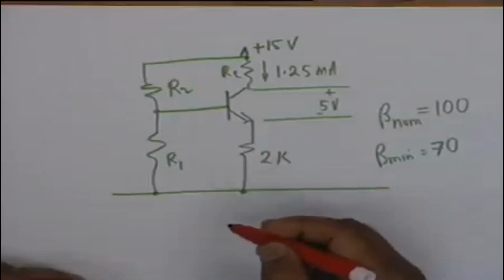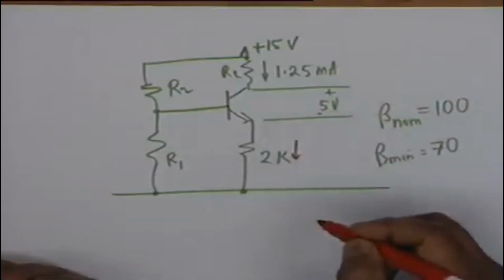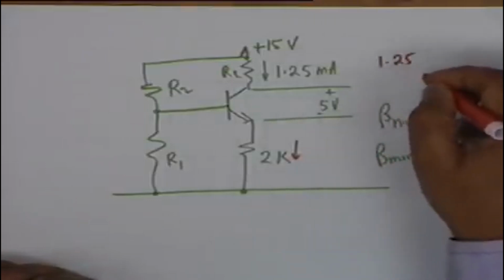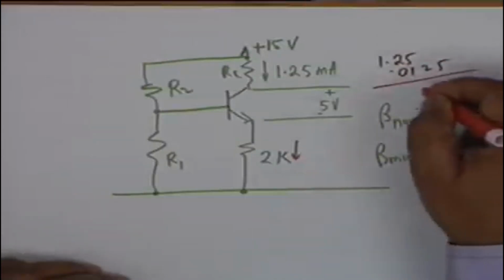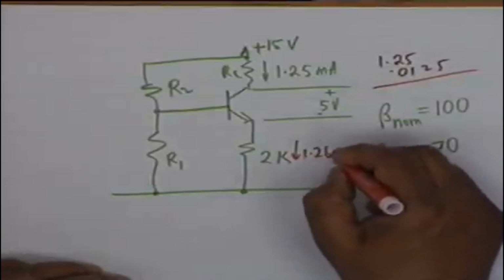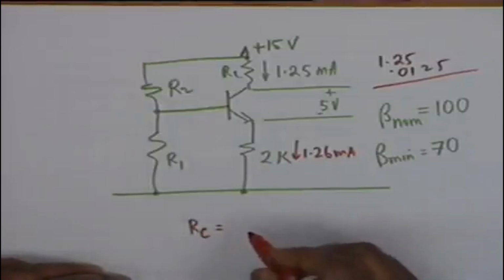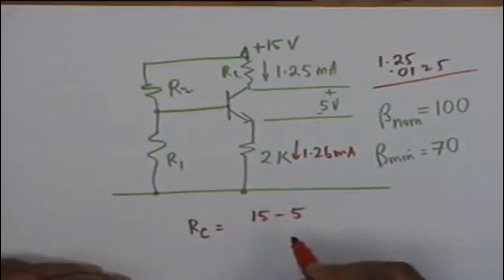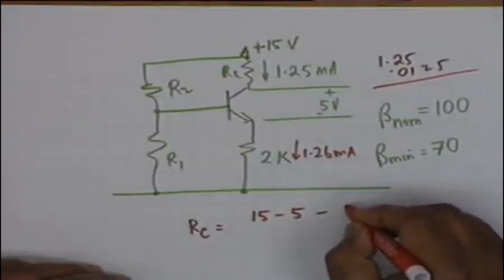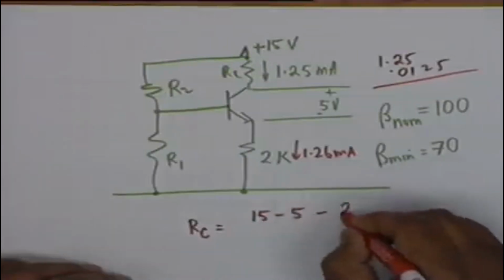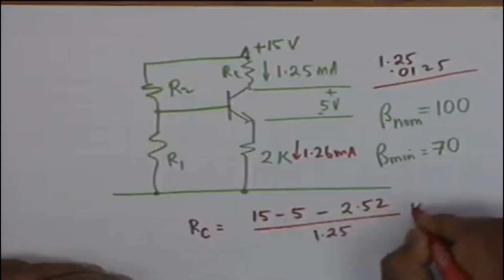Now obviously for R sub C, if this is 1.25 milliampere, then what is this current? 1.25 plus 0.0125. So approximately 1.26 milliampere. And therefore R sub C shall be equal to 15 minus 5 minus 2 times 1.26, so 2.52, divided by 1.25, so many kilo.